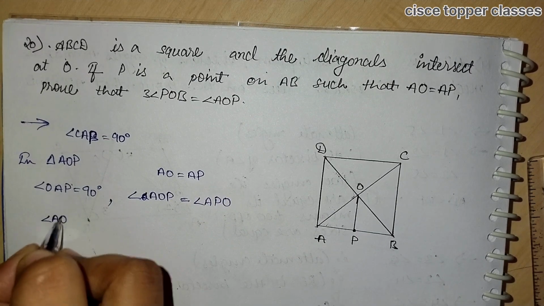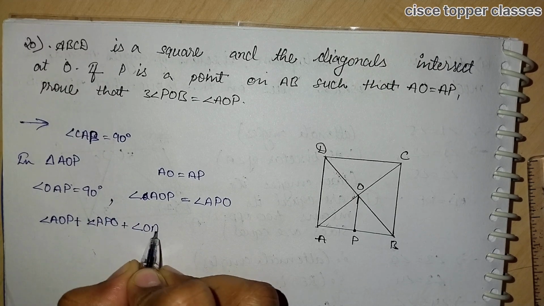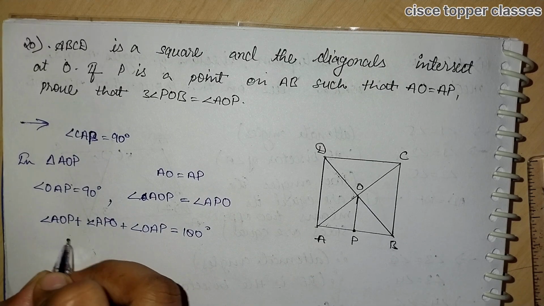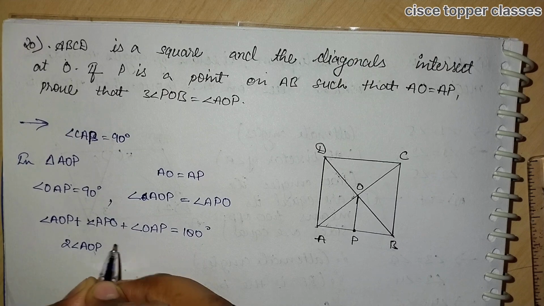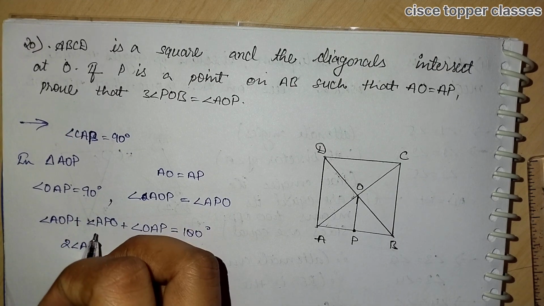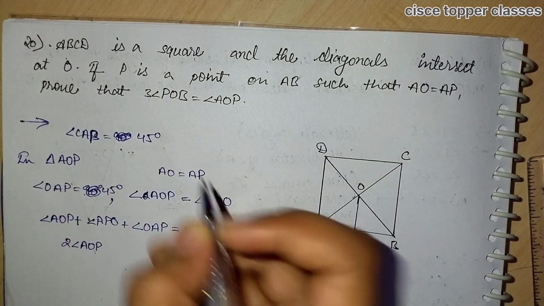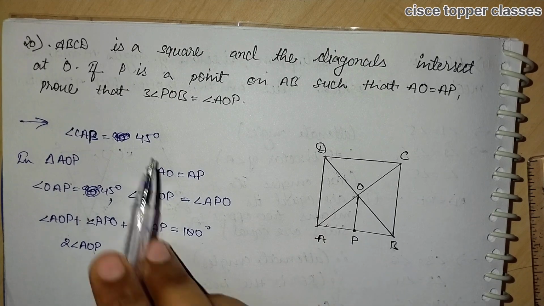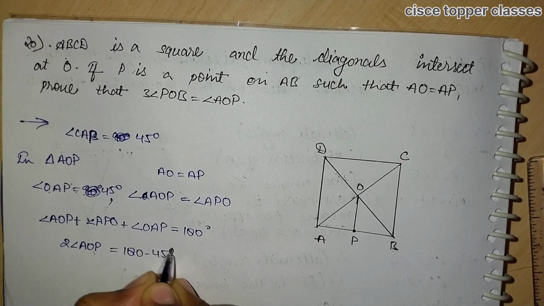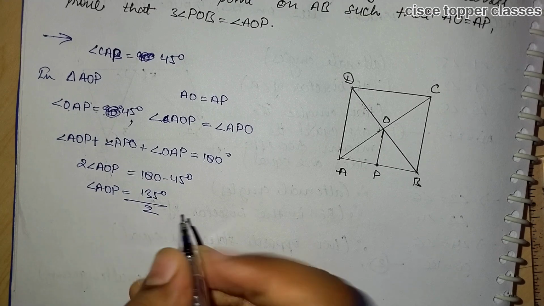Means we can write angle AOP plus angle APO plus angle OAP is equal to 180 degree. We will simply put the value here. This will be 2 angle AOP plus angle OAP. Sorry, OAP is 45 degree, because the diagonal AC bisects the 90 degree. So it will be 180 degree minus 45 degree, means angle AOP is equal to 135 degree divided by 2.